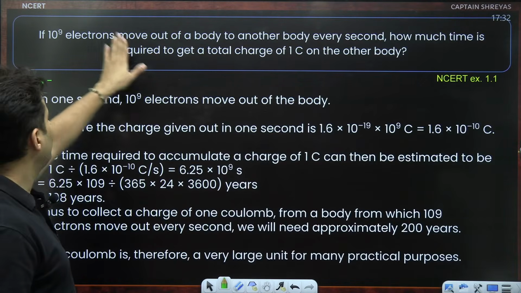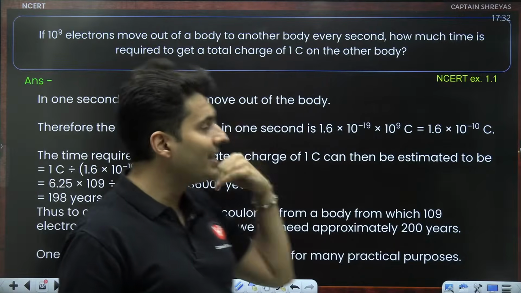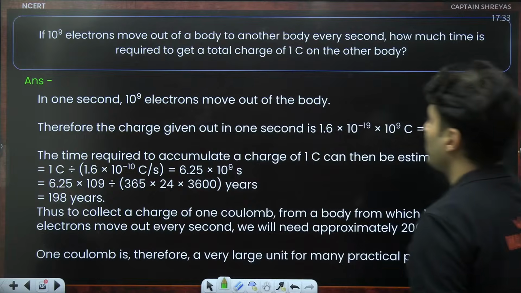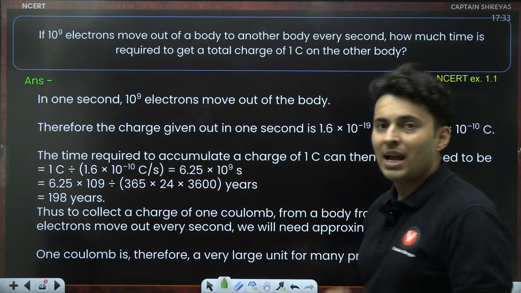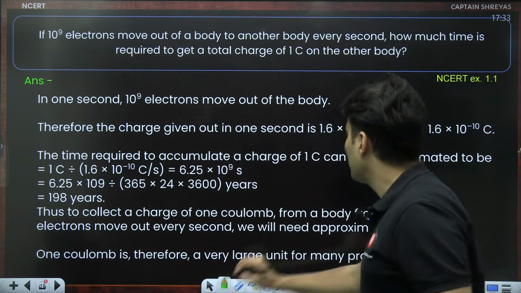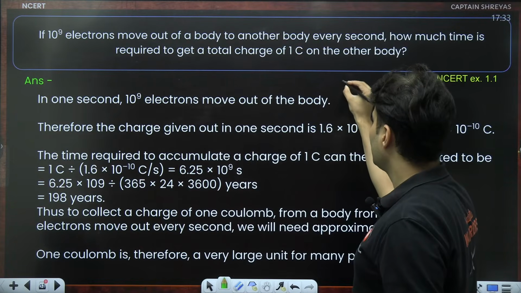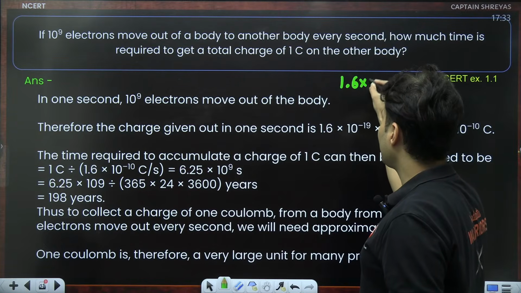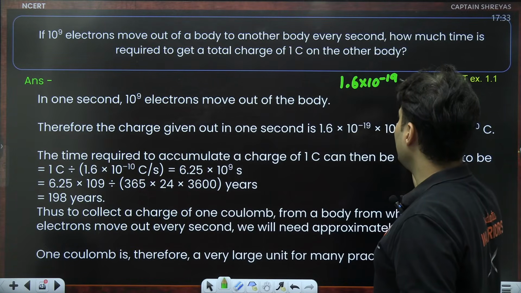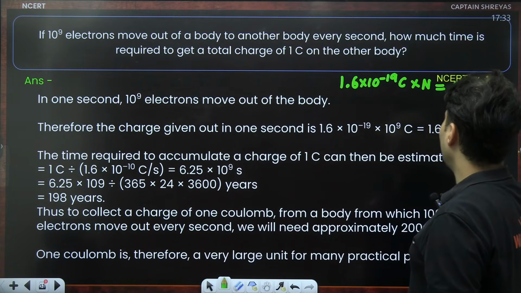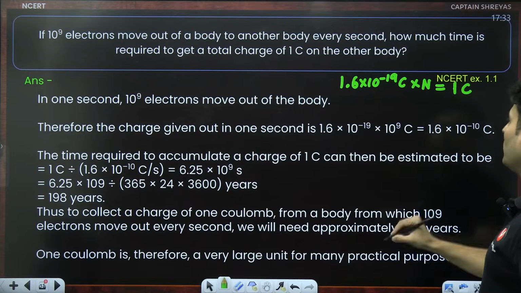As mentioned, 10 to the power 9 electrons move out of a body every second. So to get a total charge of 1 Coulomb. Now, 1 Coulomb has how many charges? Well, think about it. Each charge is 1.6 into 10 to the power minus 19 Coulomb, into the number of charges will give me basically 1 Coulomb of charge.